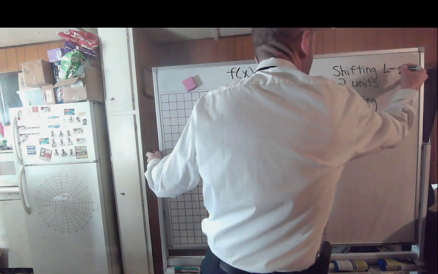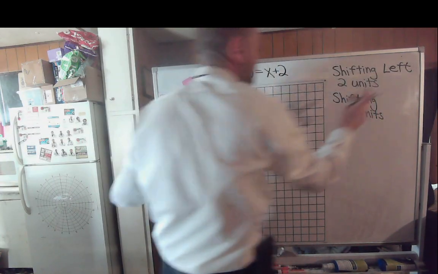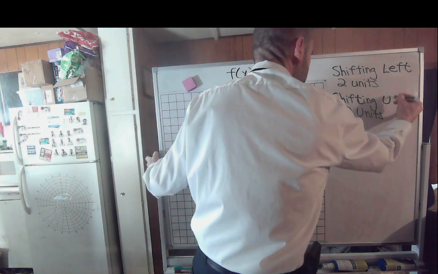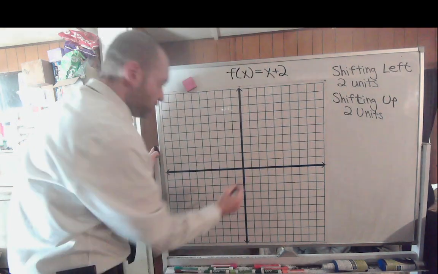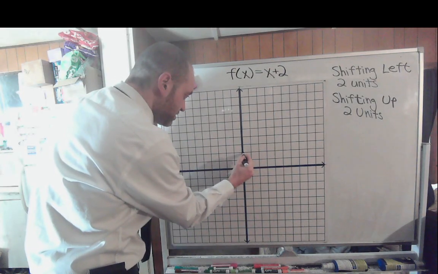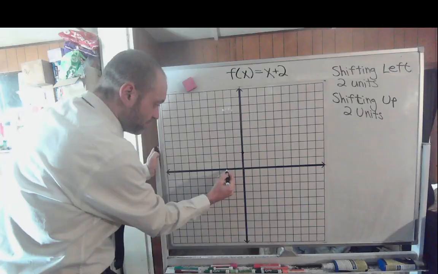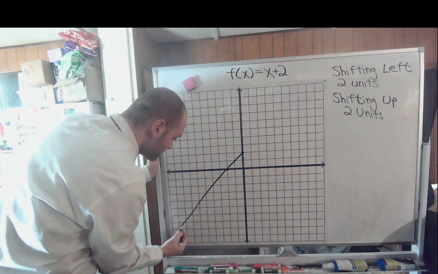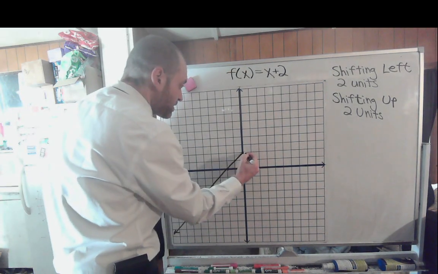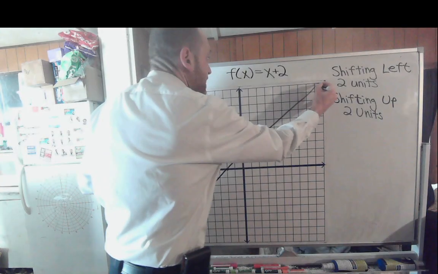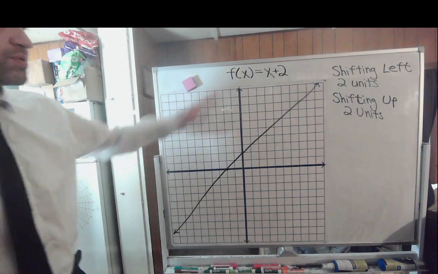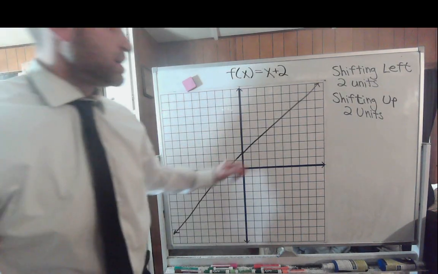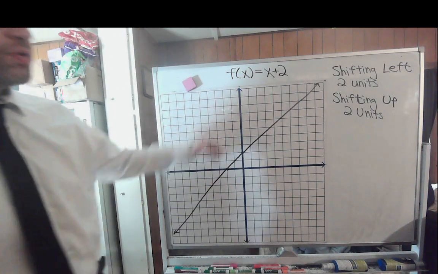So I am shifting the original graph of f of x to the left 2 units, but I'm also shifting it upward 2 units. So at x equals 0, I'd be at 2. At x equals negative 2, I would be at y equals 0. So now I can go ahead and graph this. And here is the graph of f of x equals x plus 2. I've shifted the original f of x equals x left 2 units and upward 2 units.